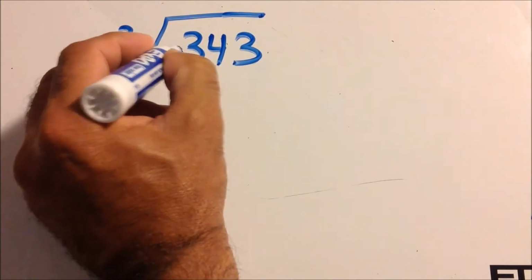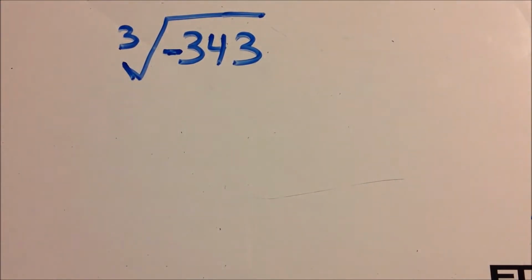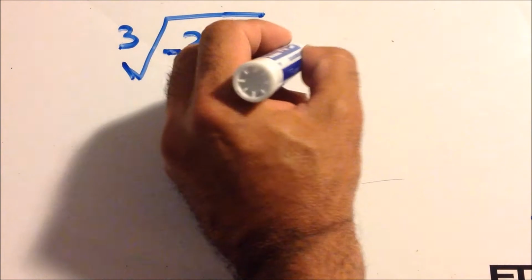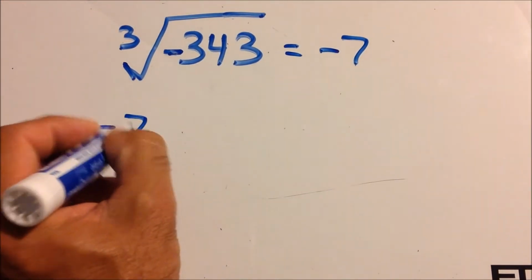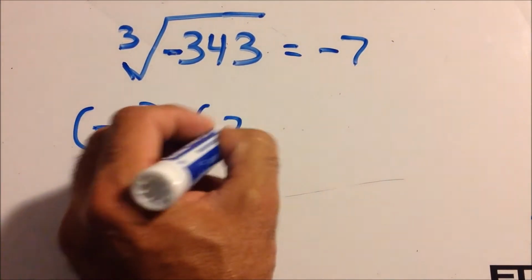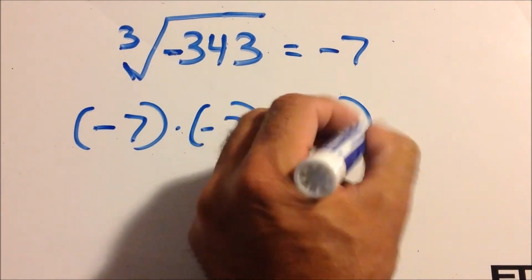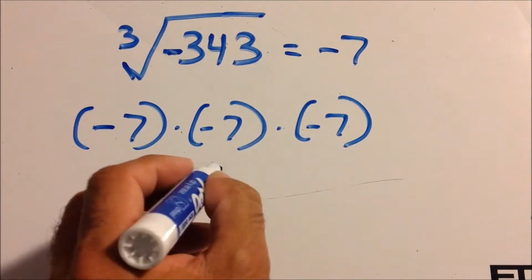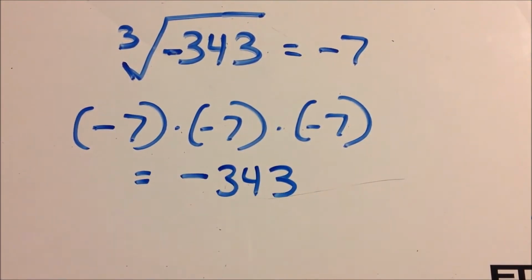Try that. Okay, the cube root of negative 343 would equal negative 7. And why is that? Because negative 7 times negative 7 times negative 7 equals negative 343. So again, we could use negatives with cube roots. We can also do fractions.